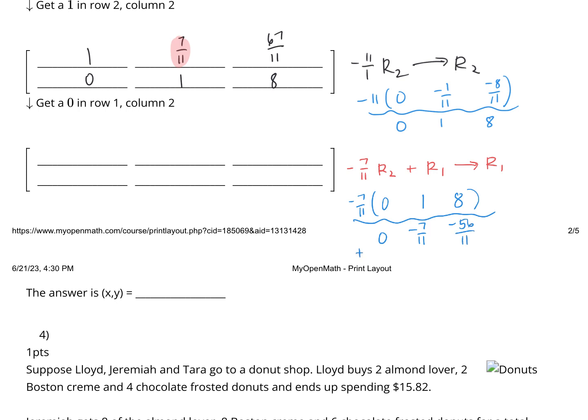So that's row 2, and we're going to add that to row 1. So 1, 7/11, and 67/11. And when we add that straight down, we'll get 1, 0, and let's see, negative 56 plus 67 is 11. So 11 over 11 is 1. So this is the new row 1. So 1, 0, 1, and then the row 2 does not change.